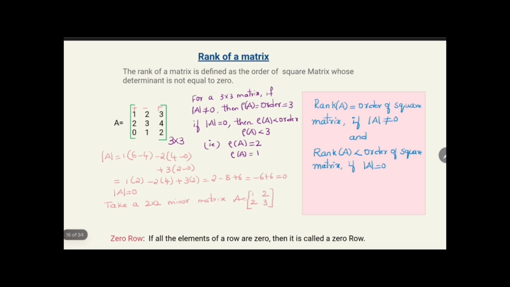So what is the determinant now? This into this minus this into this, right? So determinant A is equal to 3 minus 4, which is nothing but minus 1. And this minus 1 is not equal to 0. Therefore, now what is the rank of the matrix? The rank of the matrix is equal to 2, because for a 2 by 2 minor matrix, we got the determinant not equal to 0.